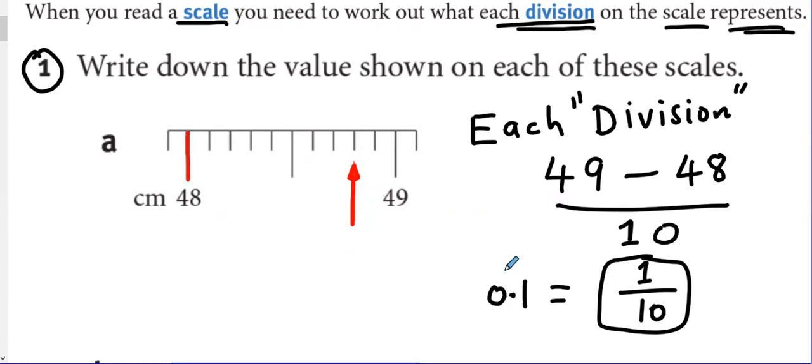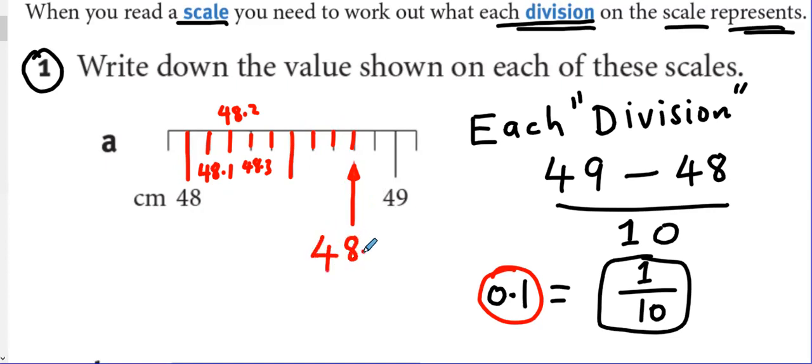This is 48. Since I know that each line represents 0.1, this will be 48. I add 0.1. This will be 48.1. This will be 48.2. This one will be 48.3. Keep going. This will be 48.4, 48.5, 48.6, 48.7, 48.8. Now the arrow is representing 48 point, let's check again, 0.5, 6, 7, 8. So you write here 48.8 centimeters. Let me check if my reading is correct. 48.9, this becomes 49. So the arrow is pointing at 48.8 centimeters. Don't forget to write the units.